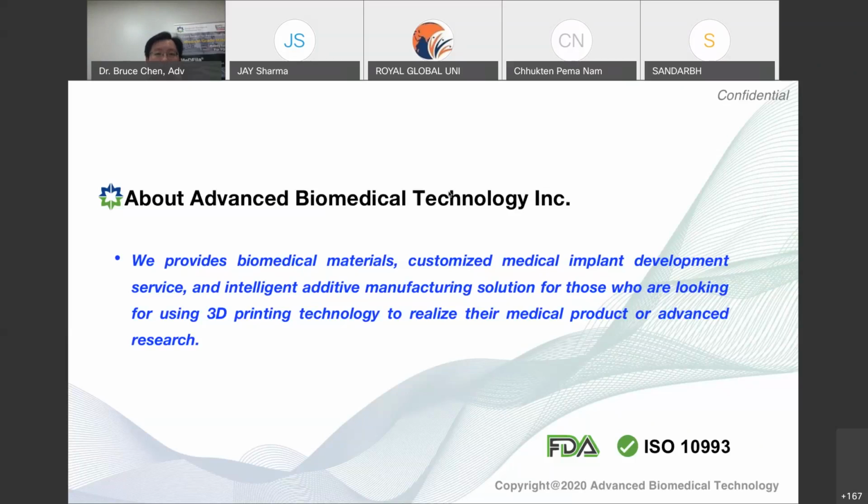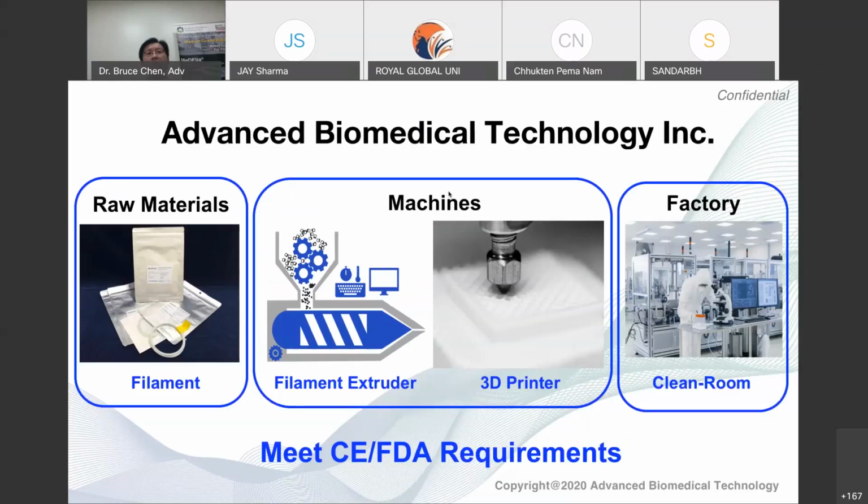It's our goal. In our company right now, we have several business units, and we have our raw material production department. We make our medical grade filament, especially for the FDA series, and the filament is used only for medical implant purposes. As you can see in my slide, we produce our filament extruder, and we also build our self-owned 3D printer. All the machinery we modify ourselves. We don't use other companies' machines. We build the automation by ourselves.